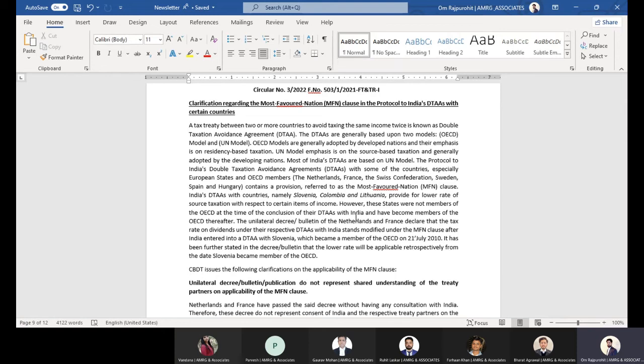Similarly, we also have the most favored nation in taxation. Let me give you an example. Let's suppose A and B are two countries. Let's suppose India and Netherlands are two countries wherein they have one clause on the rate of royalty and FTS, or dividend. Let's suppose the rate of dividend between India and Netherlands is 10%.